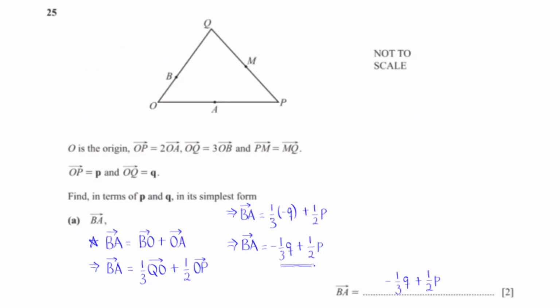O is the origin, OP is equal to 2OA, OQ is equal to 3OB, and PM is equal to MQ. OP is equal to p and OQ is equal to q. Find in terms of p and q, in its simplest form, BA. BA is equal to BO plus OA. BO is 1/3 of QO and OA is half of OP. QO is negative q, OP is p. So now we have 1/3 times negative q plus half p, which is the same as negative 1/3 q plus half p.